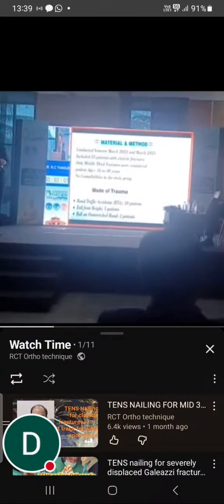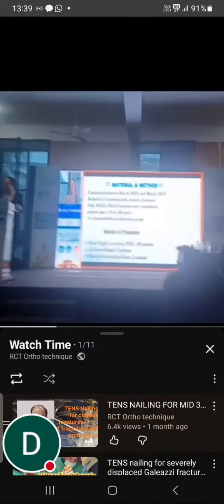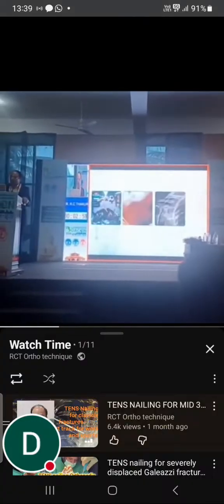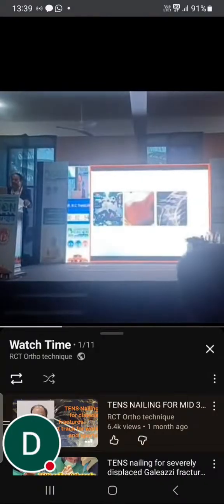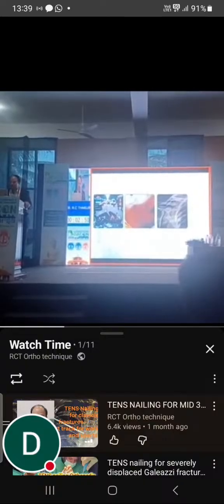So the mode of trauma: road traffic accident was the main mode of trauma, whereas fall from height and fall on the outstretched side were the other modes of trauma. So these are the typical modes of injury, the fall on the shoulder to protect the head injury in the road traffic accident. This picture is taken from AI.